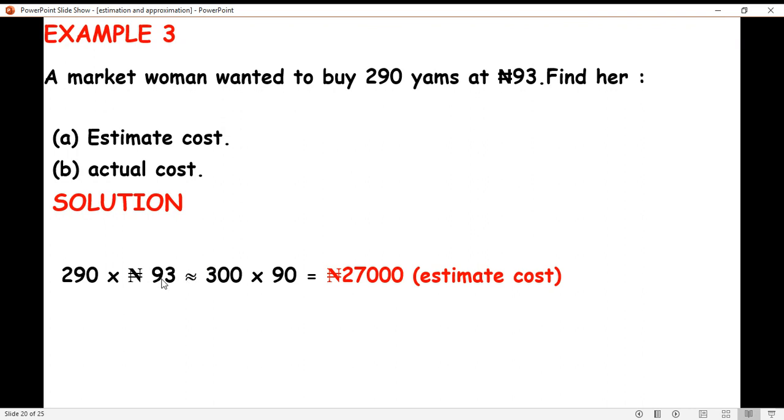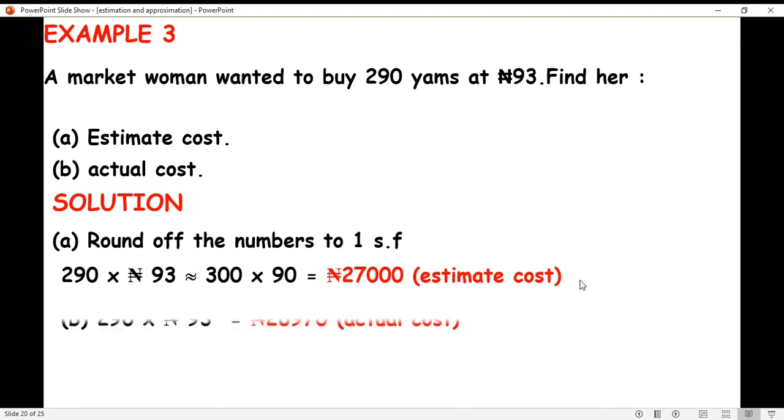Now look at 93, to one significant figure again. This 9 is going to be counted as the first significant figure. So automatically 9 will be the target digit. Now look at the digit beside 9. It is what? 3. 3 is not up to 5, so it will turn to 0. You round it down. So this will now give us 90. So approximately, 300 times 90 will give us 27,000 naira. This 27,000 naira will give us our what? Estimate cost. That is the estimate cost. Okay. All right. So what we've done here is to round the numbers to one significant figure.